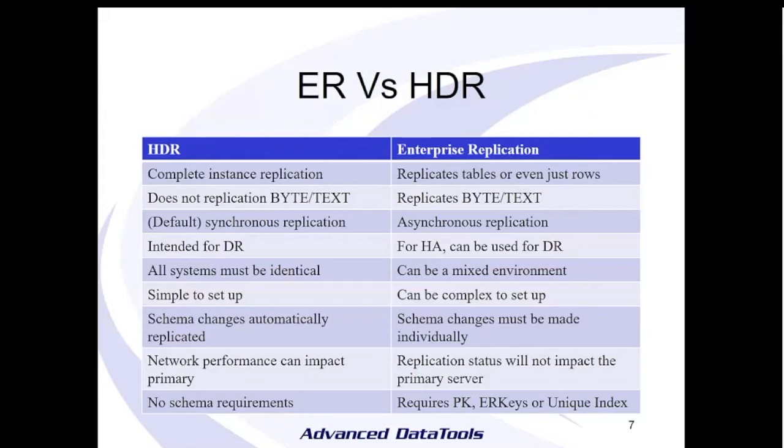However, the downside is, at least by default, it's set to synchronous replication. So if there's a network problem between your primary and secondary, it may slow down your primary system while it waits for the secondary to respond. It also does not replicate byte or text fields. So if you have older blob records, they will not replicate with HDR.